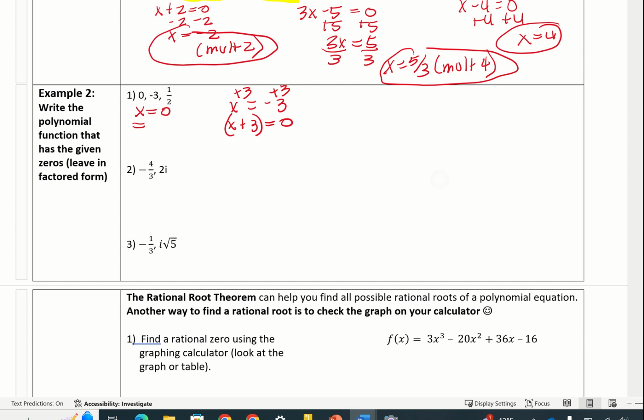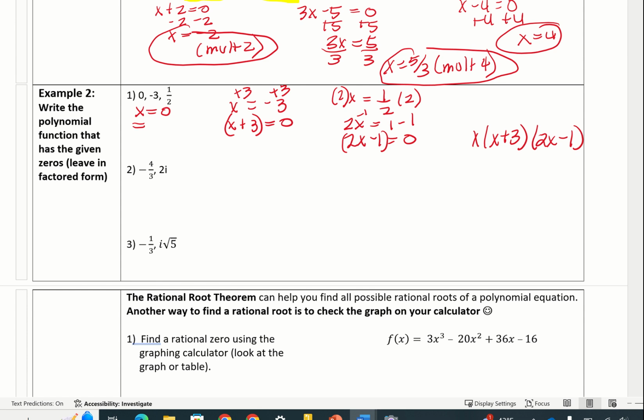And then for 1/2, if x equals 1/2, and we want to figure out what that factor is, we would multiply both sides by 2, and we get 2x equals 1, and then we want to get 0 over here on the right, so we're going to get 2x minus 1 as our factor. 2x minus 1 equals 0, so this is going to be our third factor. So if we want to write it in factored form, it's basically x times x plus 3 times 2x minus 1.